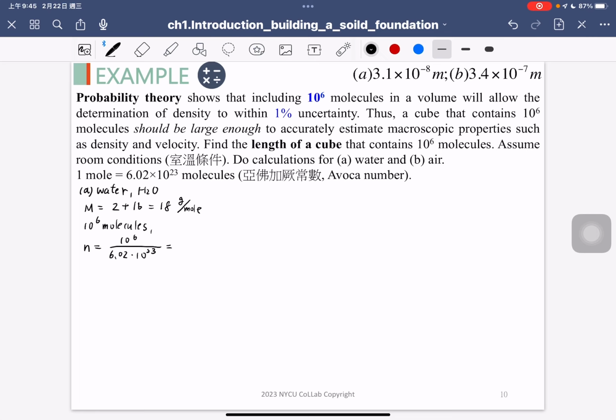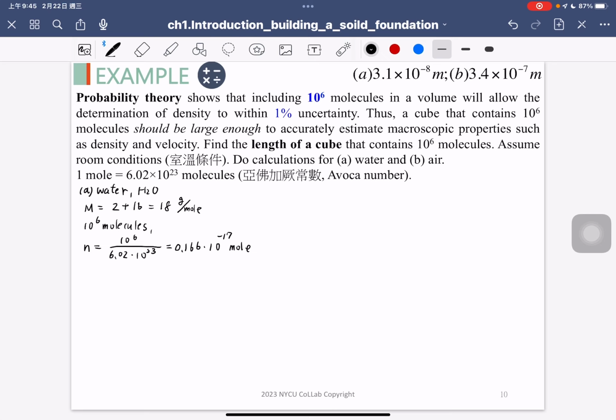For the number here, I may write down 0.166, and the power of 10 is minus 17. Okay, so this is our mole. So we have n equal to this number. After that, I can calculate the weight of the water, because I'm trying to calculate the density.